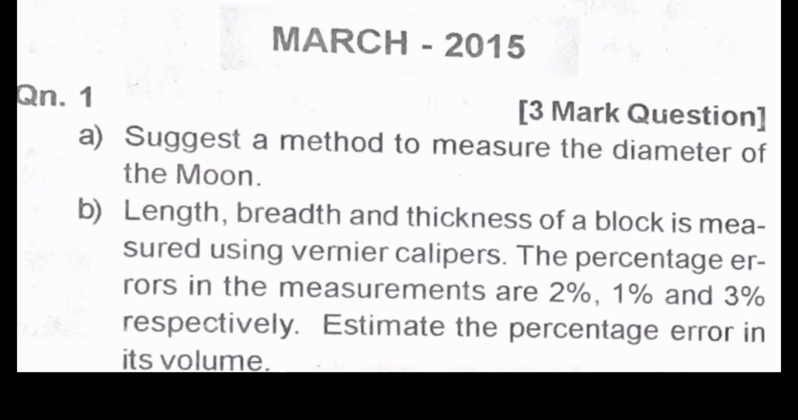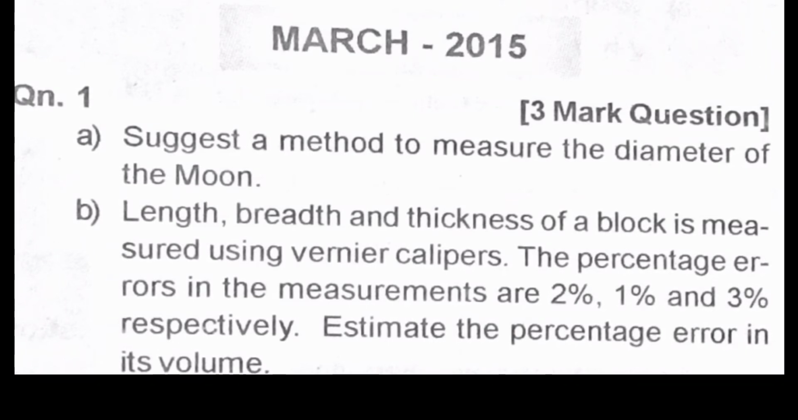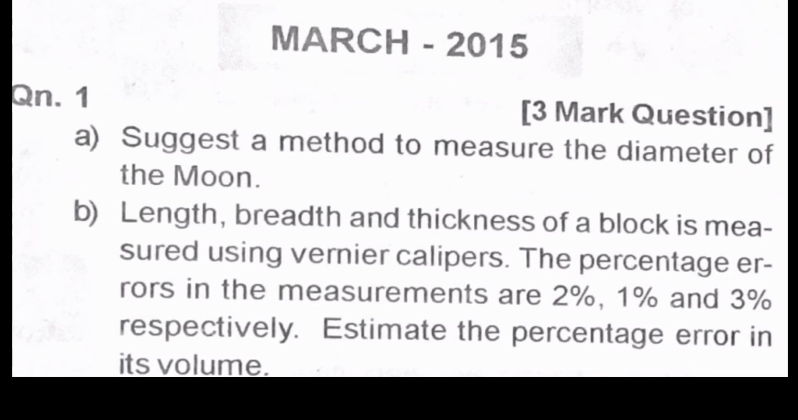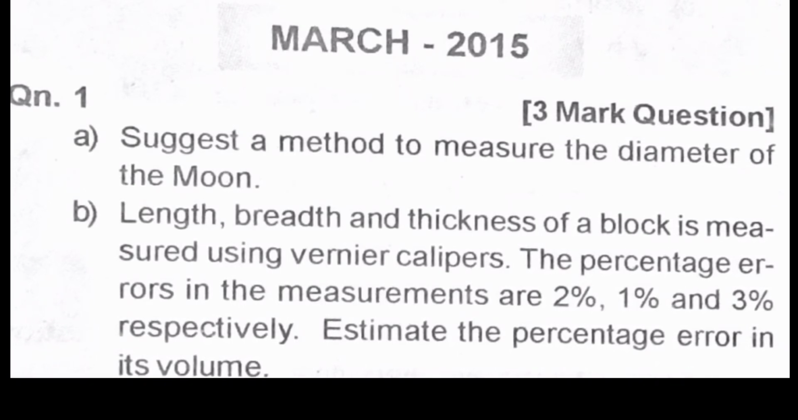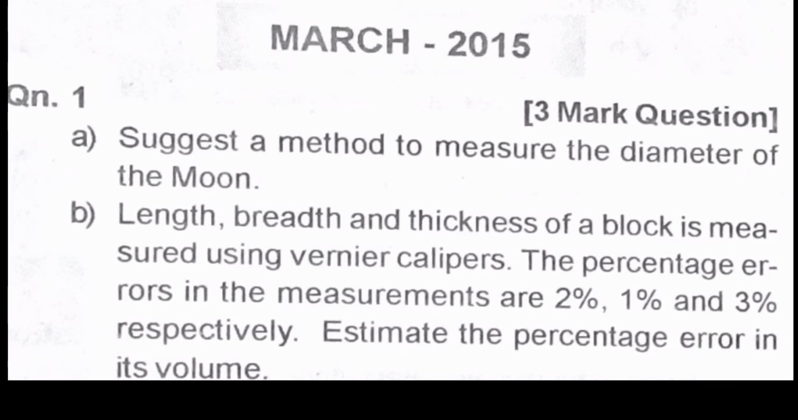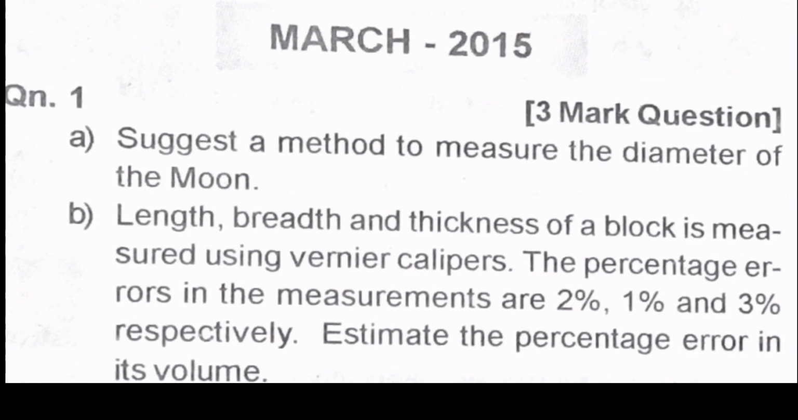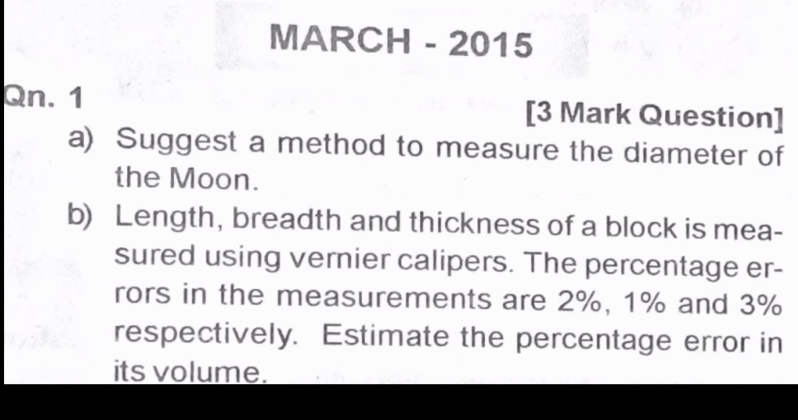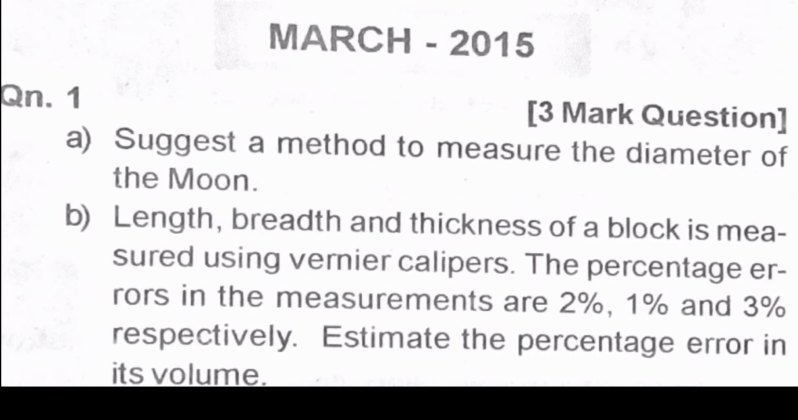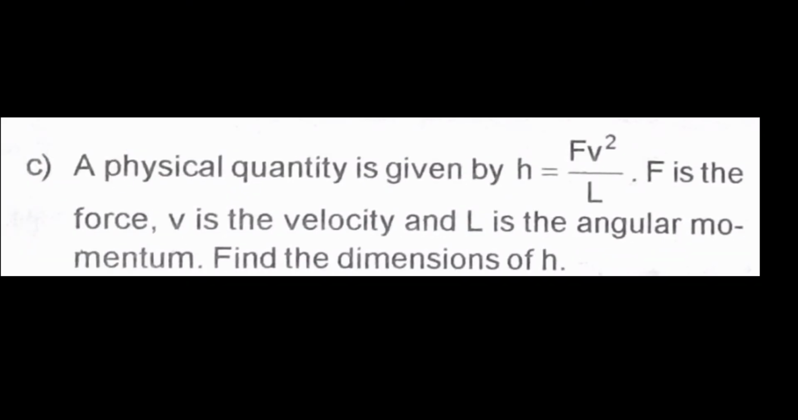Can we move to the next question? Okay, the question is from March 2015. This is a 3-mark question and 3 questions are given here. The first one is: suggest a method to measure the diameter of the moon. Second one: length, breadth and thickness of a block are measured using vernier calipers. The percentage errors in the measurement are 2%, 1% and 3% respectively. Estimate the percentage error in its volume.